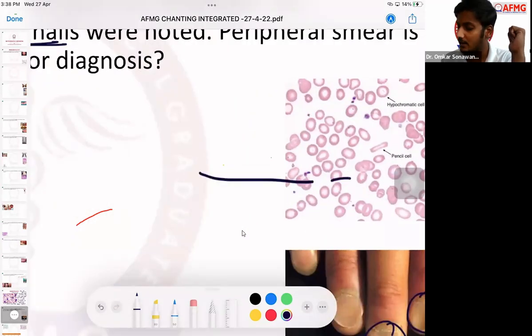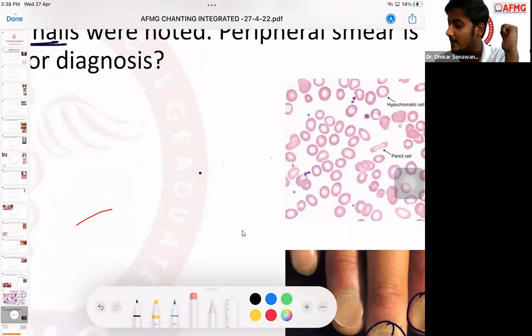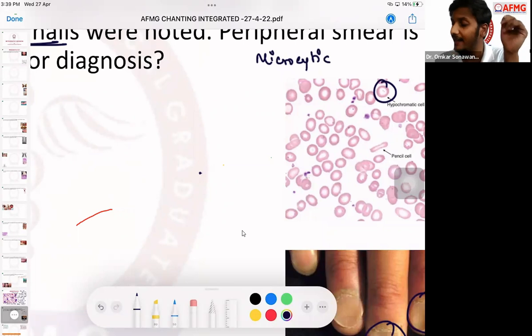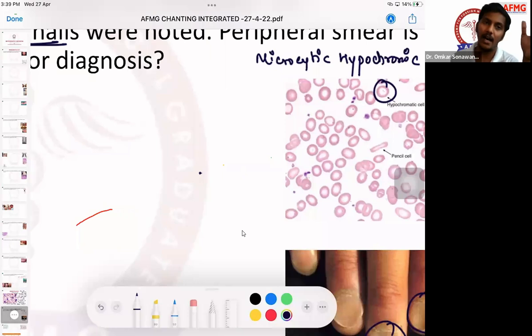As you can see in the peripheral smear in this patient, the RBCs over here are smaller in size, and the MCV would be low, less than 80 femtoliters, and therefore this is a microcytic anemia. Secondly, you can see that the RBCs have central pallor more than 1/3. The RBCs almost appear to be white, so the RBCs do not have a good amount of hemoglobin. Therefore, it is considered a hypochromic anemia. So it is a microcytic hypochromic anemia.